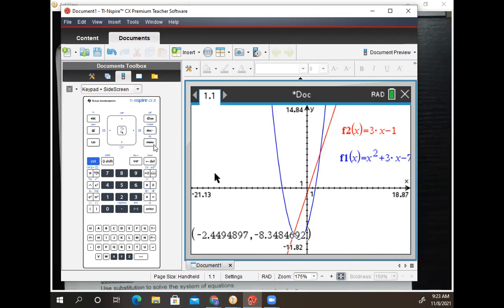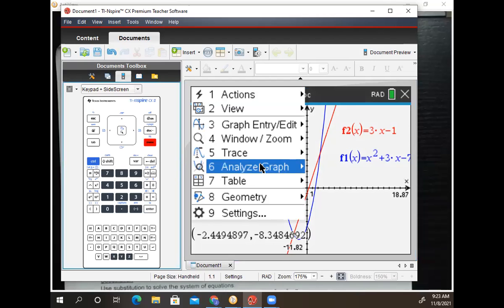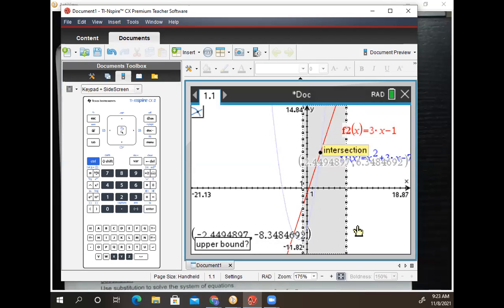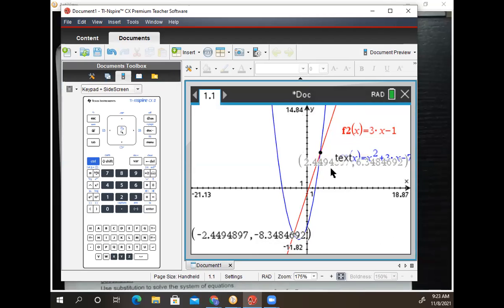Then I need to find the other one. Menu, analyze graph, intersection. Again, we have to find them separately. I'm going to click once to the left and once to the right. When you're clicking to the left, remember that you need to be outside of that first intersection point you saw, so you're trying to land somewhere between the 2. Otherwise, you're just going to pick up that same first point again. And there's my other point of intersection. Let me scoot this so we can see those numbers. Okay, now I'm going to round to 2 decimal places and jot those points down.